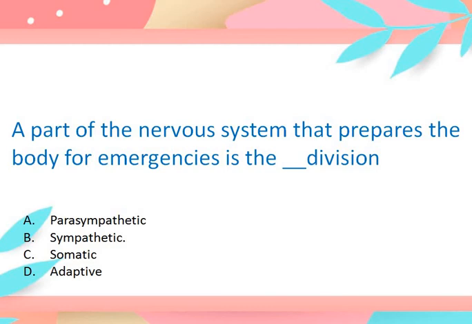A part of the nervous system that prepares the body for emergencies is the dash division. A. Parasympathetic. B. Sympathetic. C. Somatic. D. Adaptive. The correct answer is B. Sympathetic.